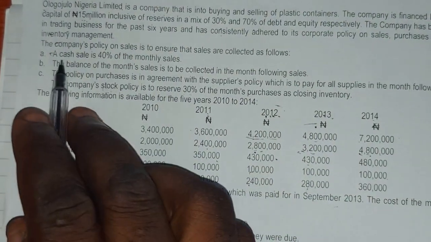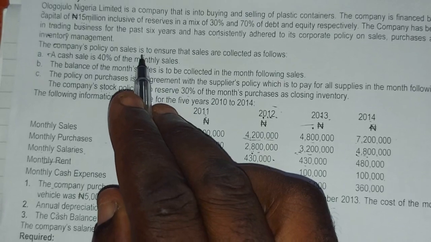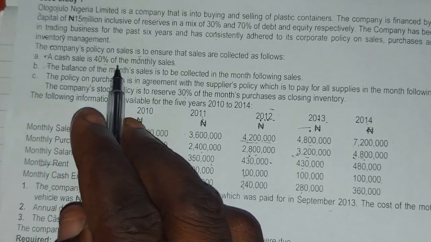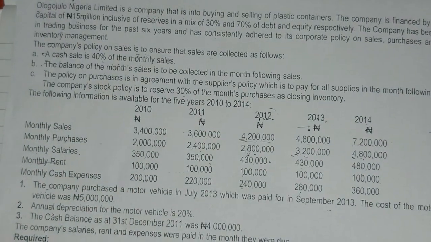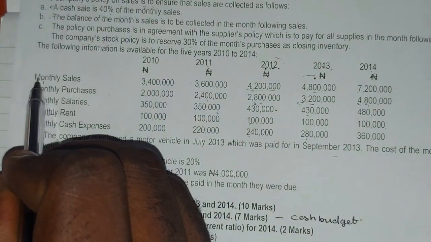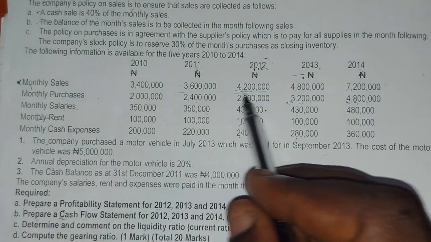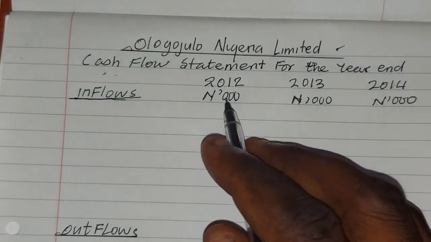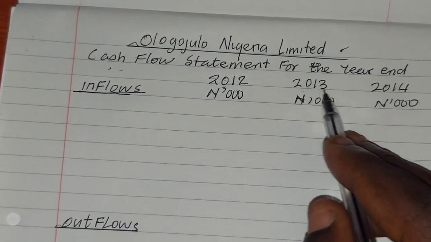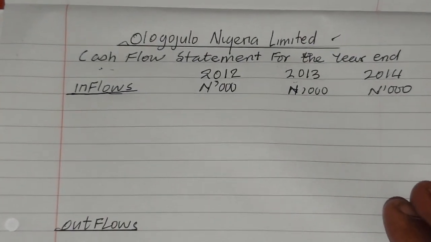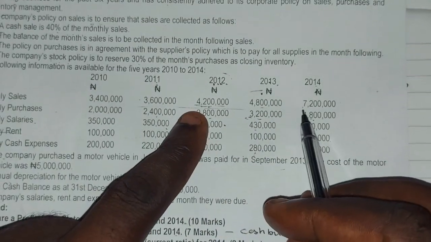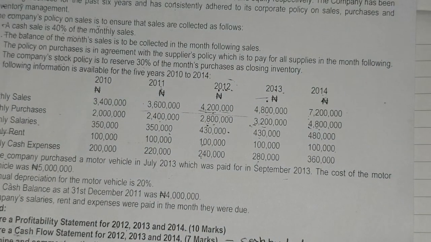with this information here. The company policy on sales is to ensure that sales are collected as follows: cash sales of 40% of the monthly sales. Okay, so let us go to the monthly sales. This is the monthly sales. The monthly sales has been given, but our cash flow statement is based on a yearly basis. Take note of that. So what you will do is to take 40% of each monthly sales, then you multiply by what? By 12.